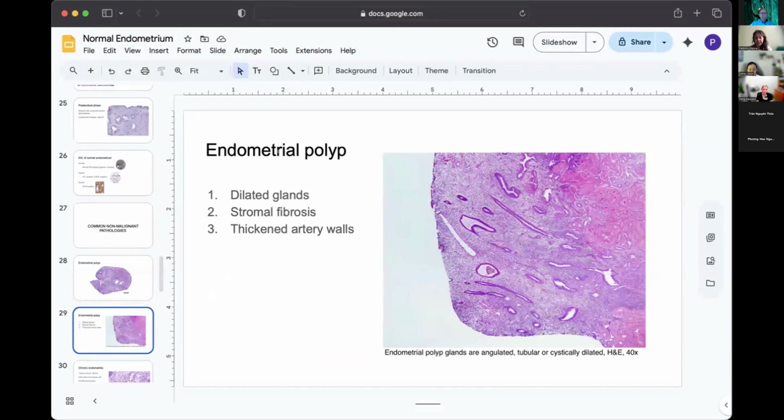So the 3 features are, you have to have dilated glands. So this would be an example of dilated glands compared to the normal strip here. You have to have stromal fibrosis, where the stroma will start to look a little bit more pink and fibrotic. And then, as we can appreciate here, thickened artery walls. So they have to appear thicker than the normal 1 or 2 layers that they typically have. So all 3 features need to be present for that.